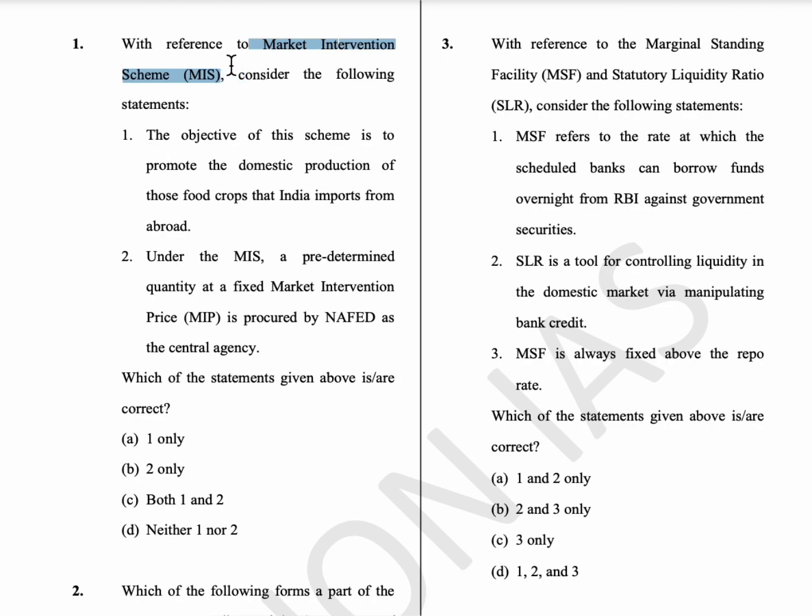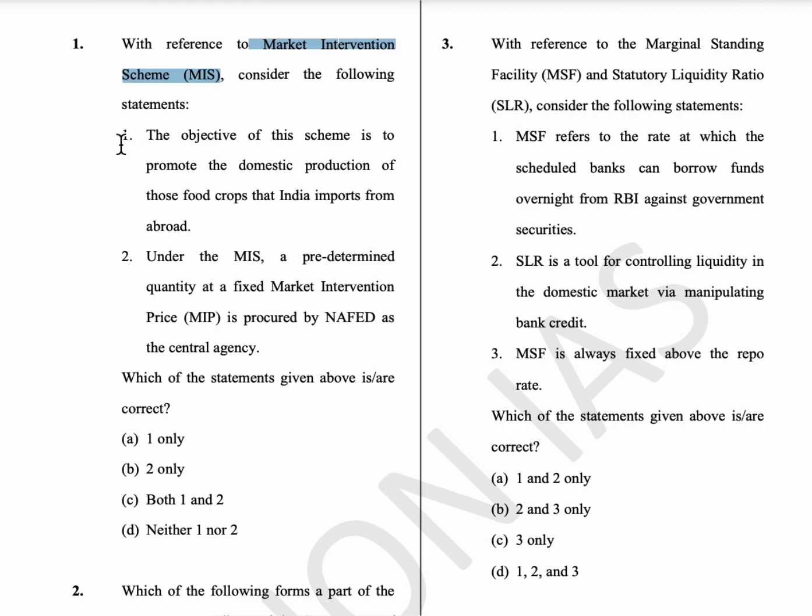Now what is this market intervention scheme? If the prices of horticulture products like fruits, vegetables, seeds, flowers, etc. have gone down, the government has launched the market intervention scheme. It is launched to support horticulture and perishable product prices. So look at the first statement.